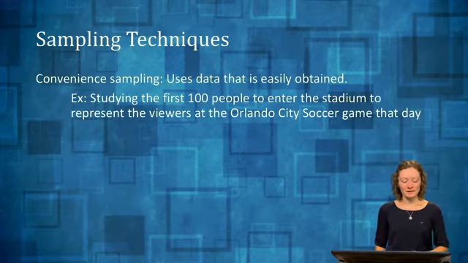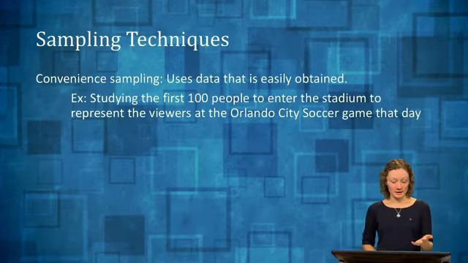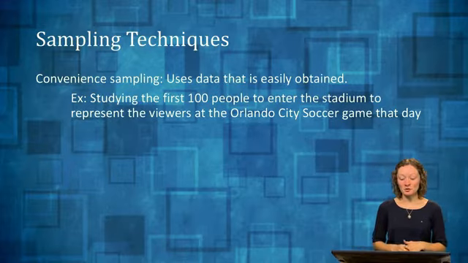And then the fifth technique that we're going to talk about here is convenience sampling. This uses data that's easily obtained. Sometimes we have no other choice than to just use convenience sampling. For our example here, this could be studying the first 100 people to enter the stadium to represent the viewers at the Orlando City soccer game that day.